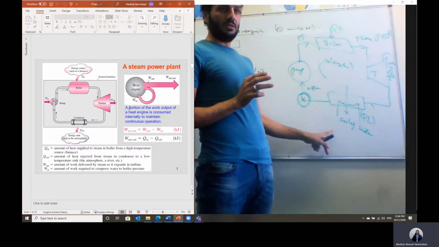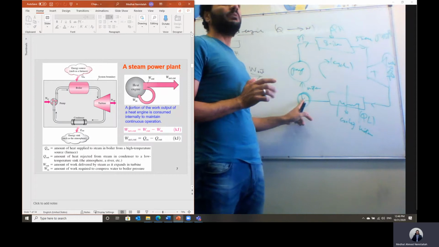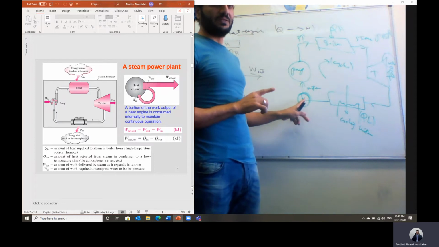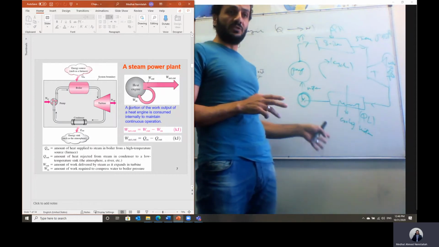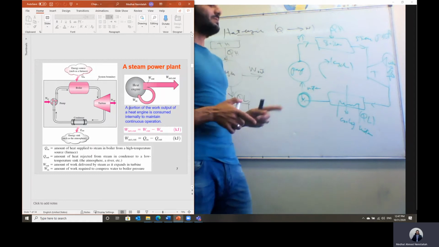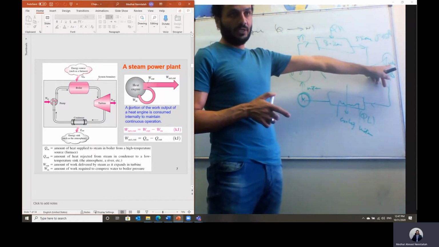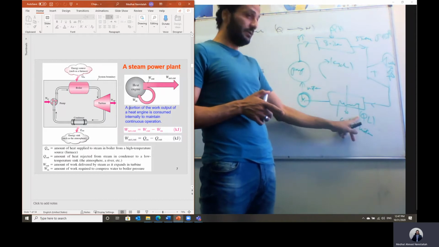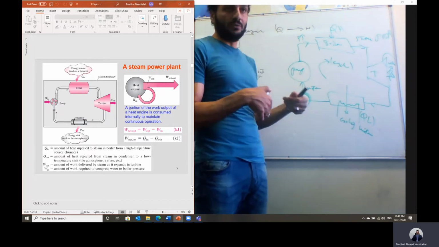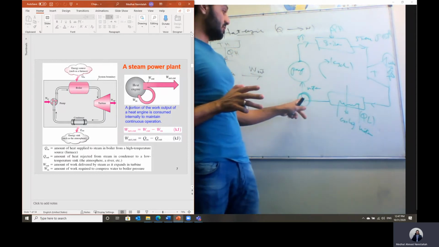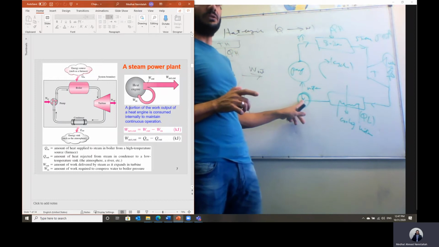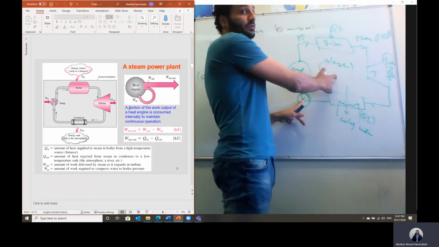We have to reject this heat so that we can get back to the same initial state. This does not relate to losses, like friction losses. This is related to the concept of operation on a cycle to generate continuous work. In this case, we have this heat here, but we have to reject it. We have to get rid of it so that we can get back to the same initial point. This is the concept of operation on a cycle.